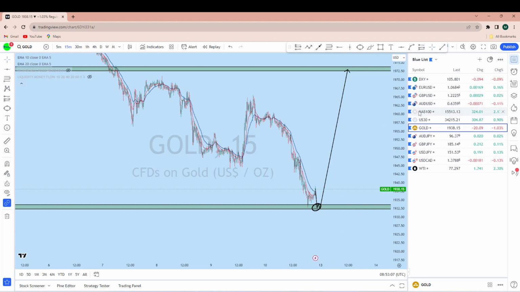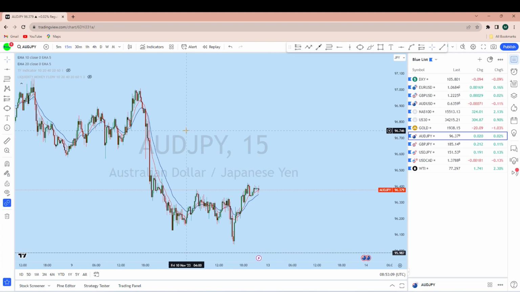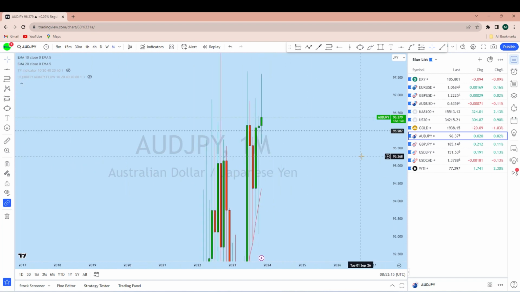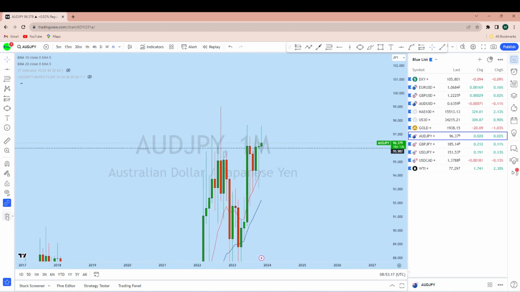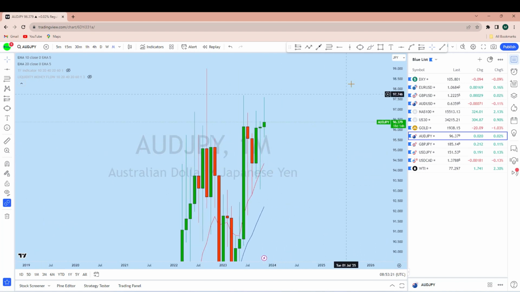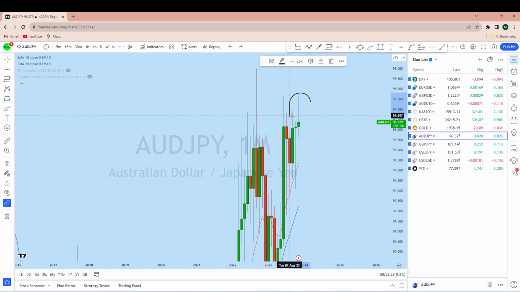Now let's look at Aussie yen. Let's see what kind of opportunity we currently have. Now looking at the monthly time frame on Aussie yen, we can see that this is also a long-term bullish market. In this long-term bull market, in previous months we have seen that Aussie yen has formed a long wick doji. Now this month, initially we have seen a bounce to the upside from the monthly support level again.